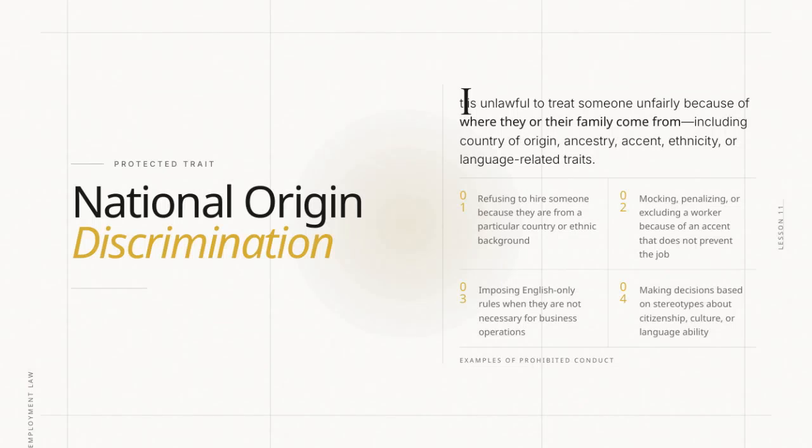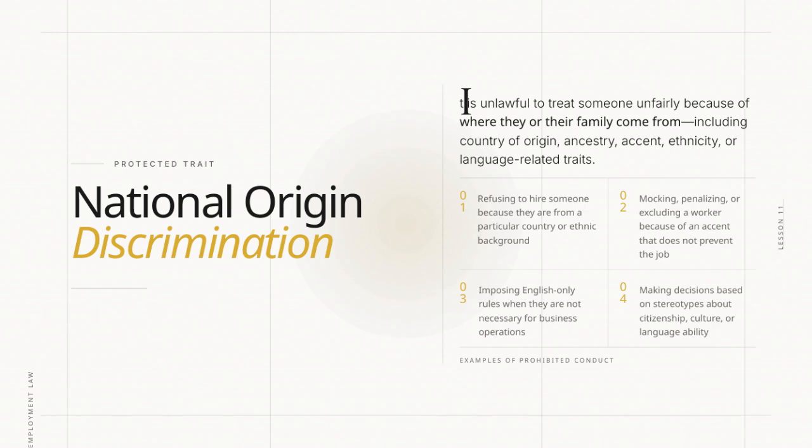Now let's talk about national origin discrimination, which is a key protected trait under employment law. This means it is illegal to treat someone unfairly because of where they or their family come from. This can include their country of origin, ancestry, accent, ethnicity, or any language-related characteristics. For example, it's unlawful to refuse to hire someone just because they are from a certain country or ethnic background.